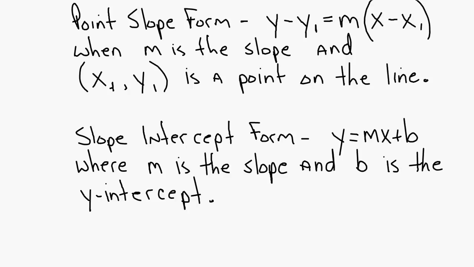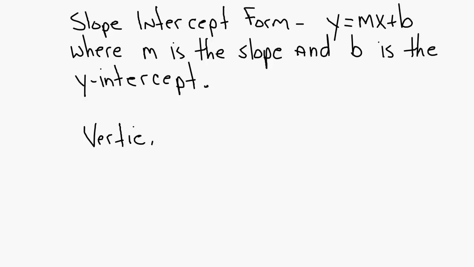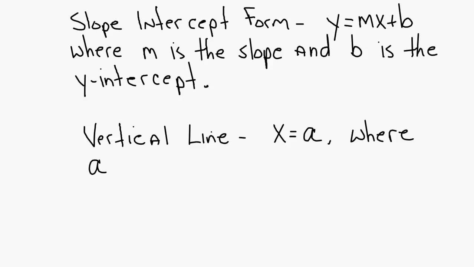And then the 2 other forms of a line are just when you have a vertical line. All right, so vertical line. And that's going to be x equals a, where a is the x-intercept. So a vertical line is always an x equals, and it's x equals a number, and the number is wherever the line hits the x-axis.